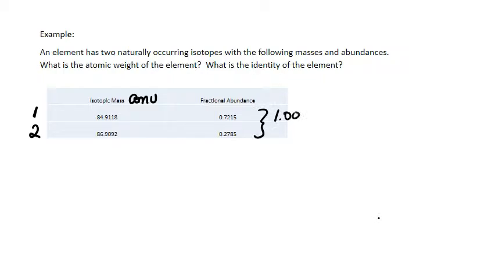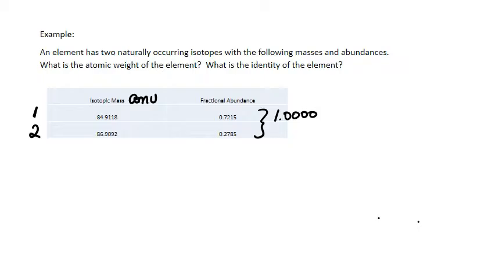Both of those have a specific fractional abundance, and you'll notice if we add those two values together, we get 1.000. Fractional abundances are very similar to the percent abundance. We said isotope 1 is 72.15%, and isotope 2 is 27.85%.